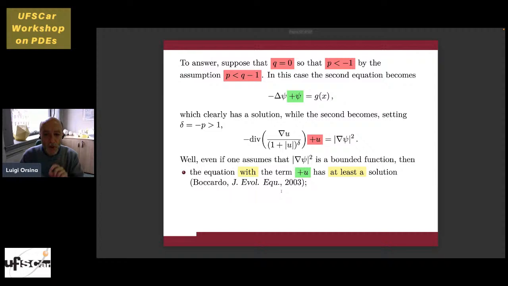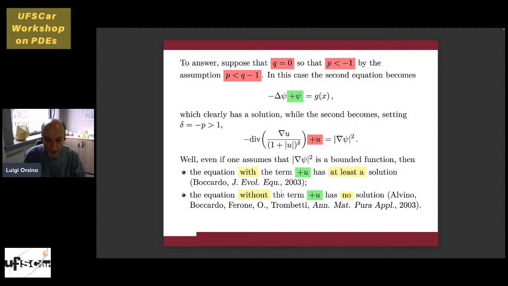And this problem, if there is a lower order term, for example, Lucio Boccardo proved that with this term, this equation has at least a solution for every L1 data, so for example, for grad psi squared. While in a paper with Lucio Boccardo, Enzo Verone, Guido Trombetti in 2003, we proved that the same equation, if delta is larger than one, has no solution even for L infinity data. Even if grad psi squared is L infinity, then you have no solution for this problem.